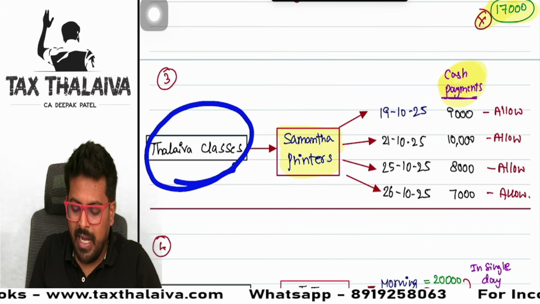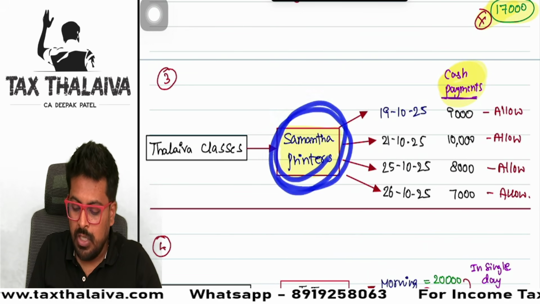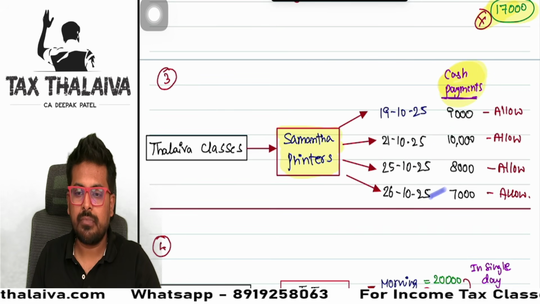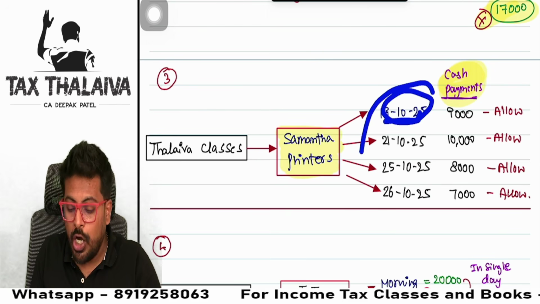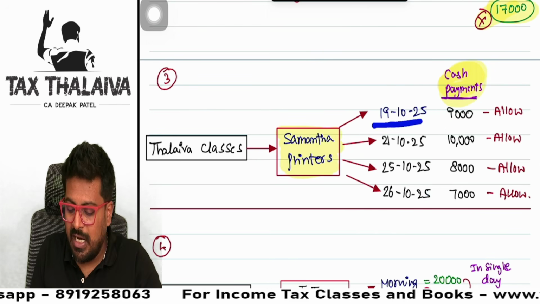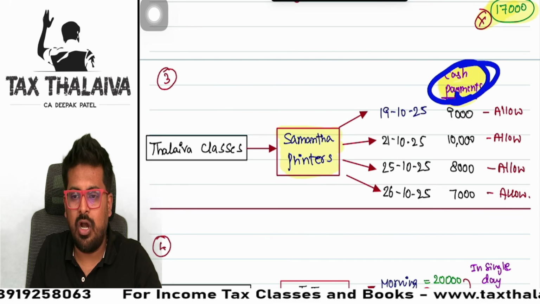Thalaiva Classes made payment to Samantha Printers on different dates. Now, mind you, we have to check what? Single person, single day we have to check, not all days put together. So, in a single day, 9,000 cash payments. These are all cash payments.